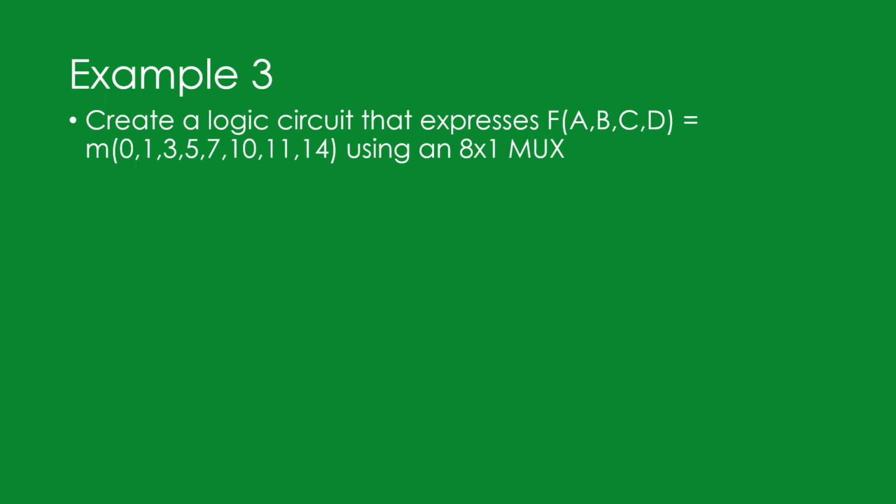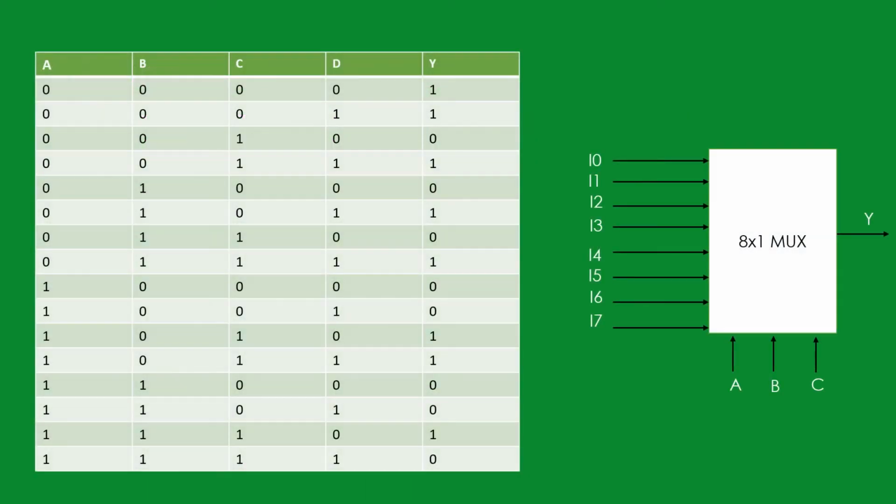This one is a design question. We're given the function that we have to express, but because of some constraint, we have to use a multiplexer, specifically an 8 by 1. Let's start by making the assumption that the inputs A, B, and C go directly into the select lines of the mux. So we just need to figure out how D is going to play a role here.